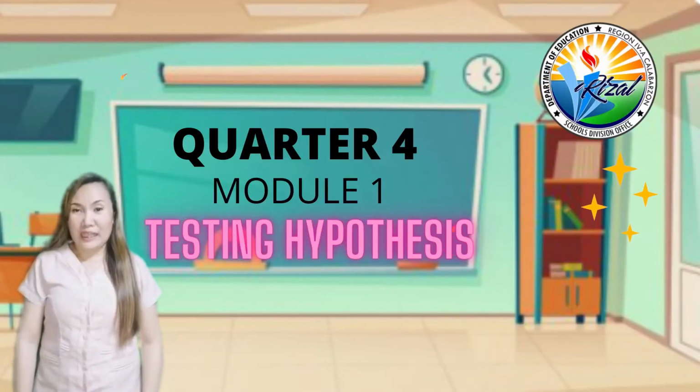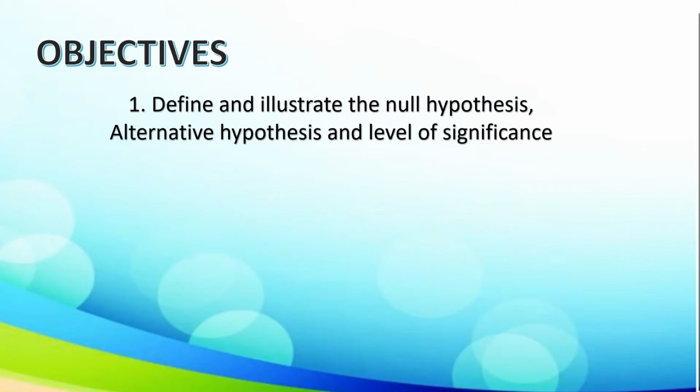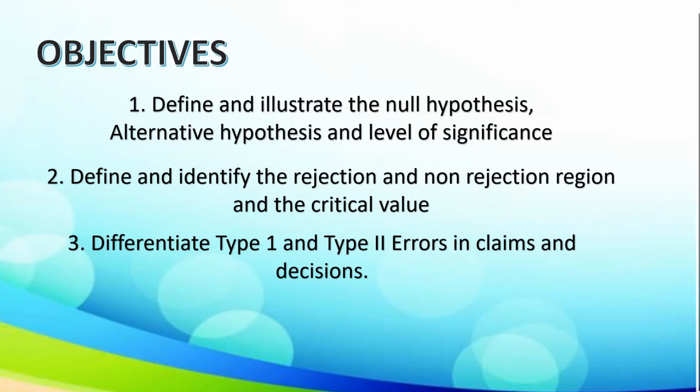Our topic for today is all about testing hypothesis. Our objectives are define and illustrate the null hypothesis, alternative hypothesis, and level of significance. Define and identify the rejection and non-rejection region and the critical value. And lastly, differentiate type 1 and type 2 errors in claims and decisions.